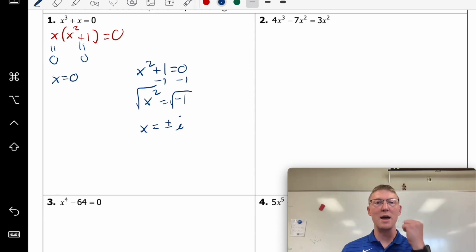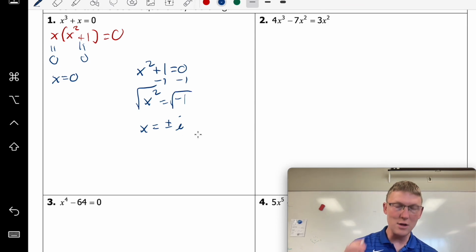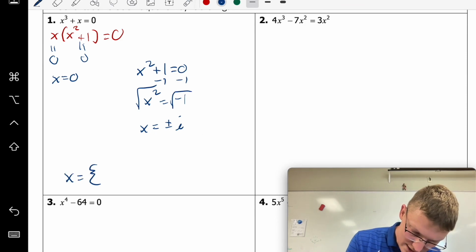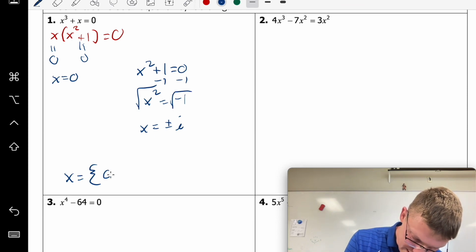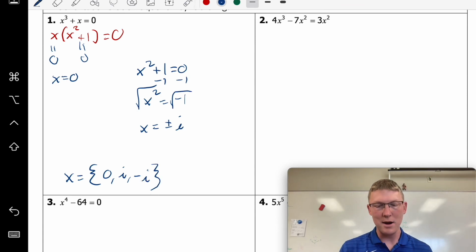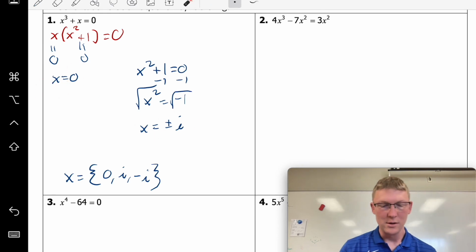So now we've got three solutions. So if you're going to be technically correct, we would write x equals the set of 0, i, and then negative i. I put them in out of order, but whatever. I'm never going to gig you for that. This is perfectly acceptable for me. So let's do another one.